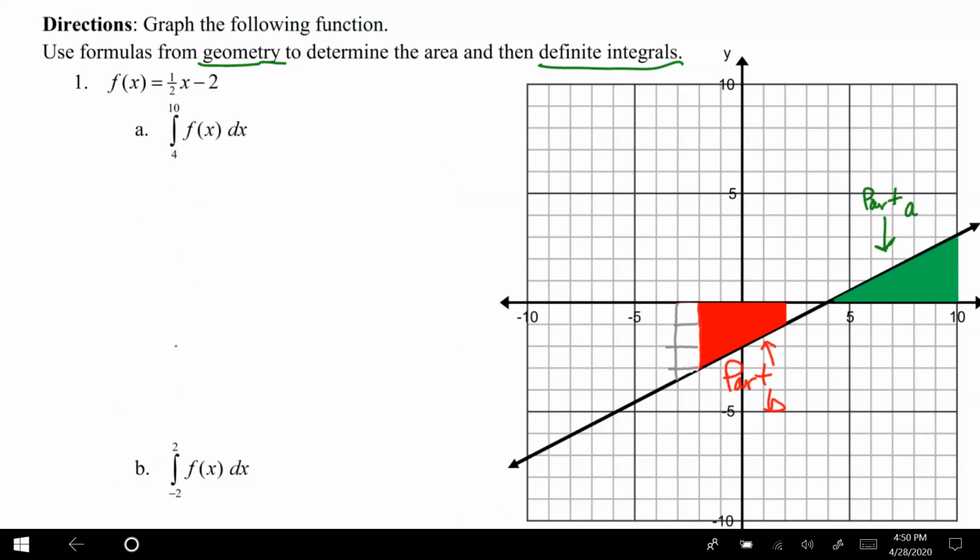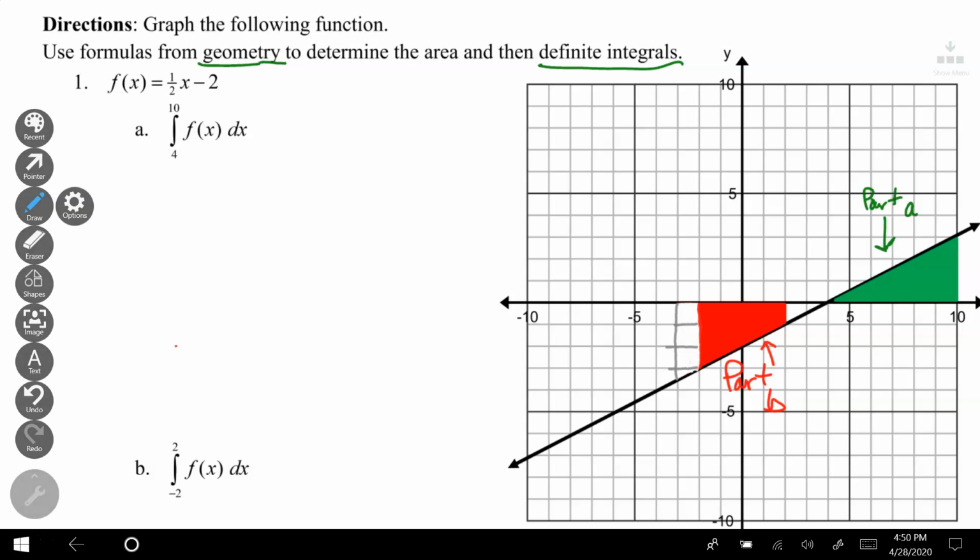Okay, so we're going to try some examples here. We're going to use both geometry and definite integrals. I'm going to do the FTC part first. So using this function here, everything's graphed over here. Part A is in green, part B is in red. The antiderivative from 4 to 10 of 1/2 x minus 2 dx.